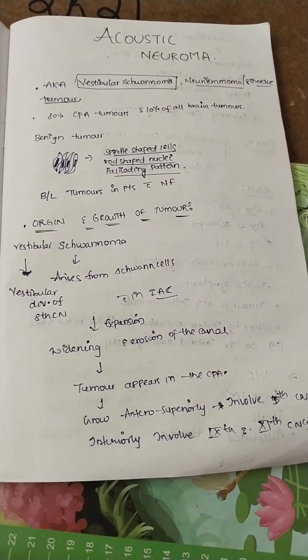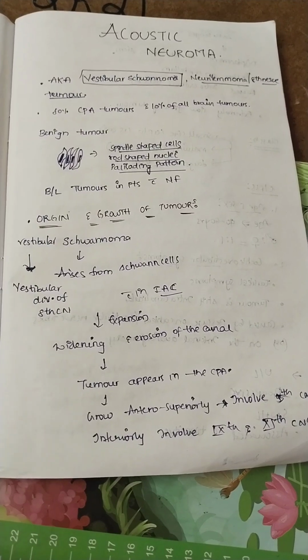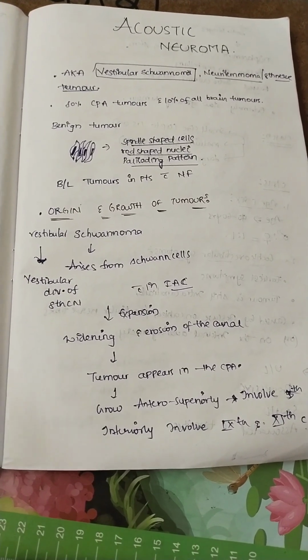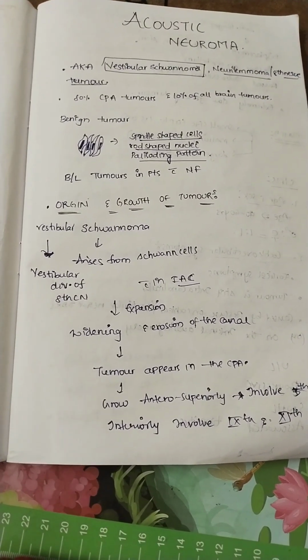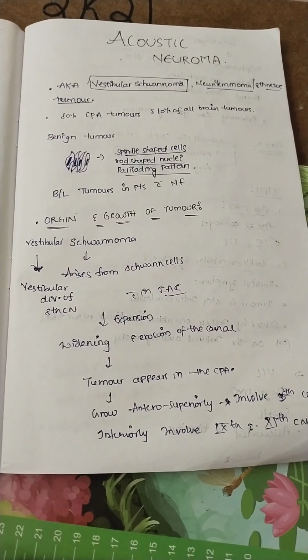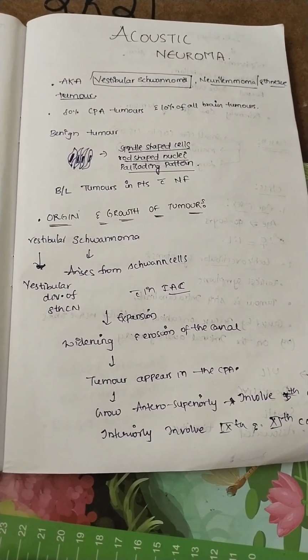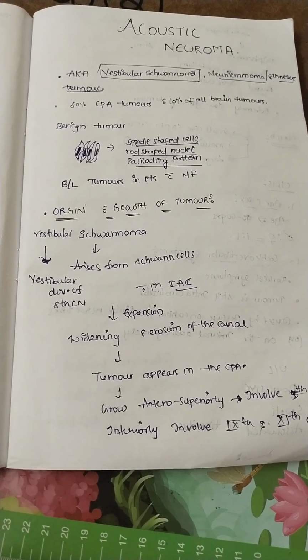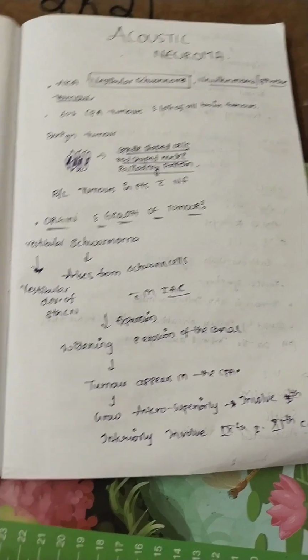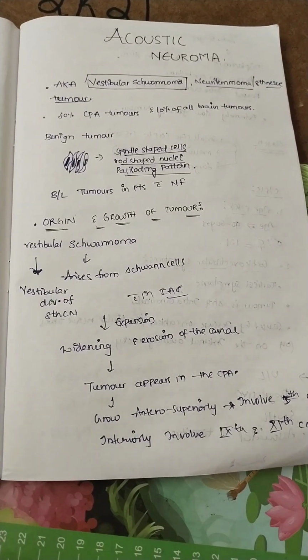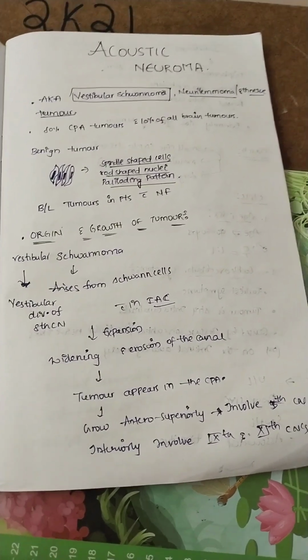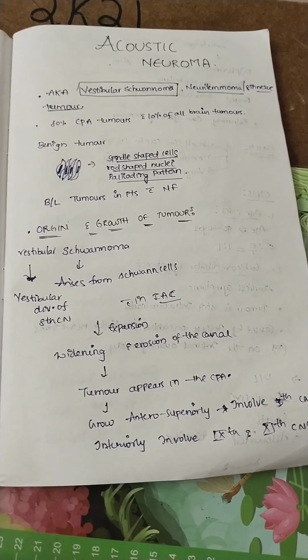Okay, origin and growth of tumor. Vestibular schwannoma. What do you understand by the word vestibular? It means the vestibular division of the eighth nerve. Vestibulocochlear nerve is the eighth nerve. From the cochlear division it rarely arises, mainly from the vestibular division. So here it is the vestibular division of the eighth cranial nerve. Schwannoma means it is arising from the Schwann cells, within the internal auditory canal.